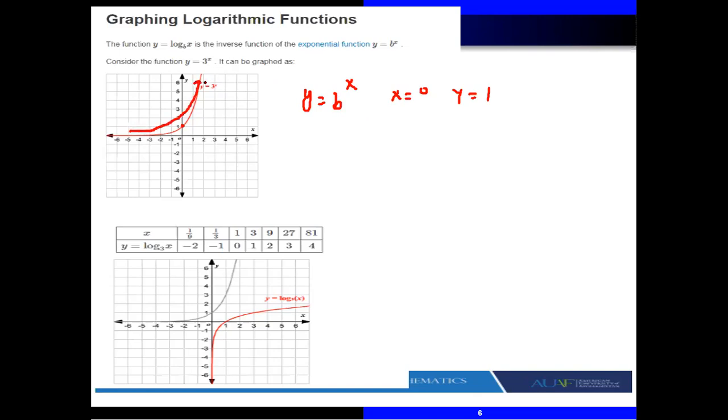So if logarithmic function is the inverse of that one, we can write y is equal to log of what? How can we write?